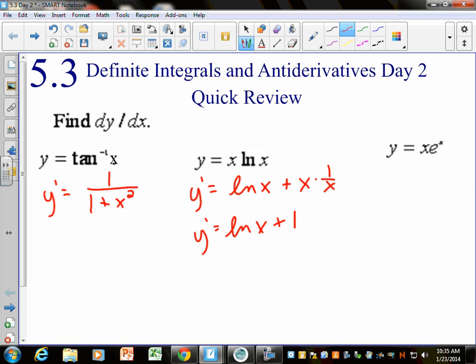What about e to the x? It's my favorite derivative, because what's the derivative of e to the x? e to the x. So this would be product rule, though, right? The derivative of that would be 1 times e to the x plus x times e to the x.